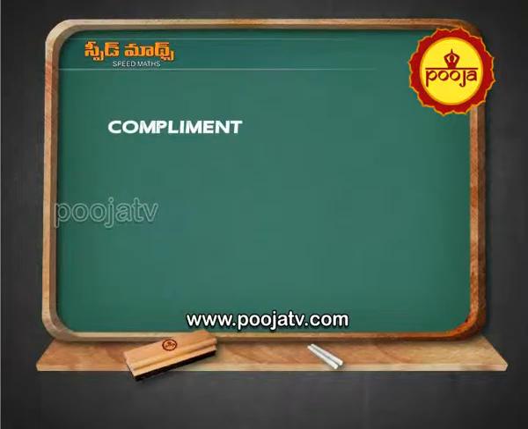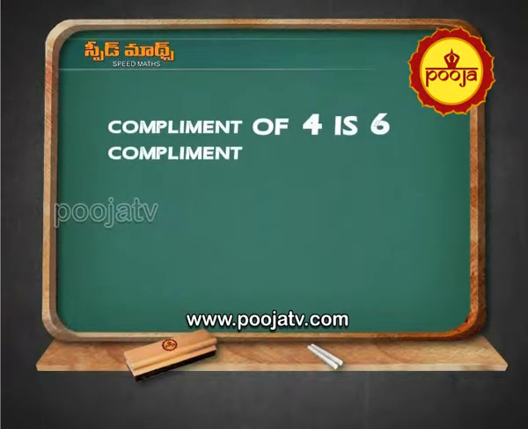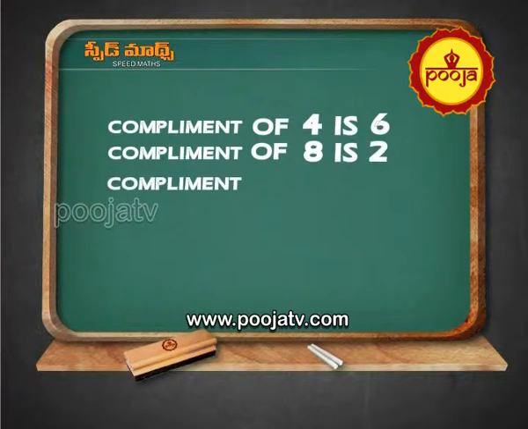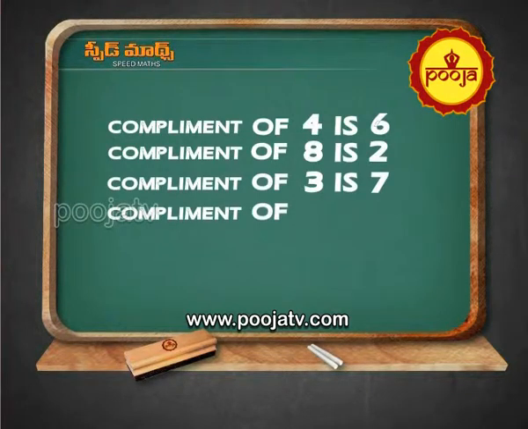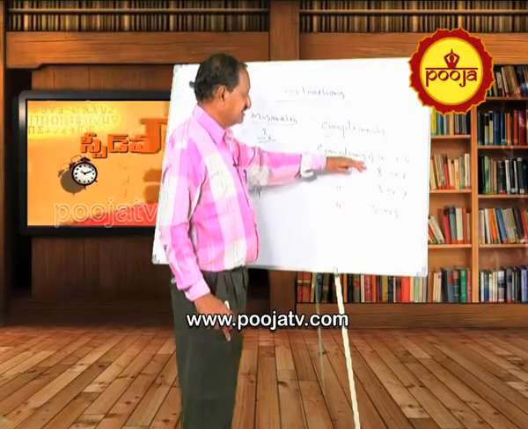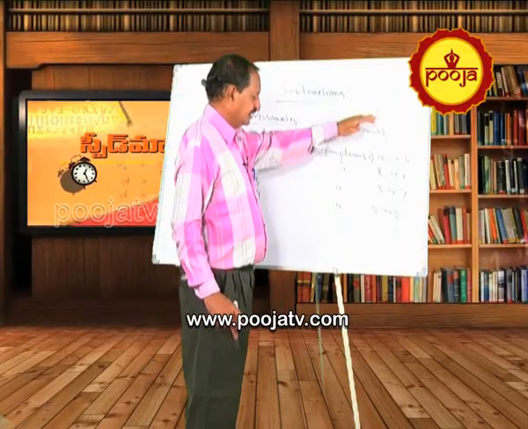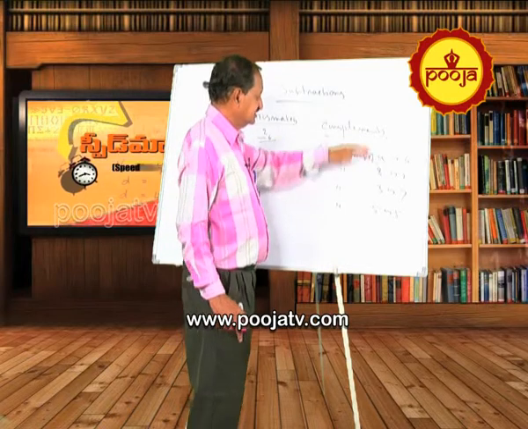Suppose complement of 4 is 6 because 6 plus 4 equal to 10. Complement of 8 is 2, 8 plus 2 equal to 10. Complement of 3 is 7, 7 plus 3 equal to 10. Complement of 5 is 5 because 5 plus 5 equal to 10. So, complement is the difference between the number and 10. Complement of 4 is 6, these things you have to remember.